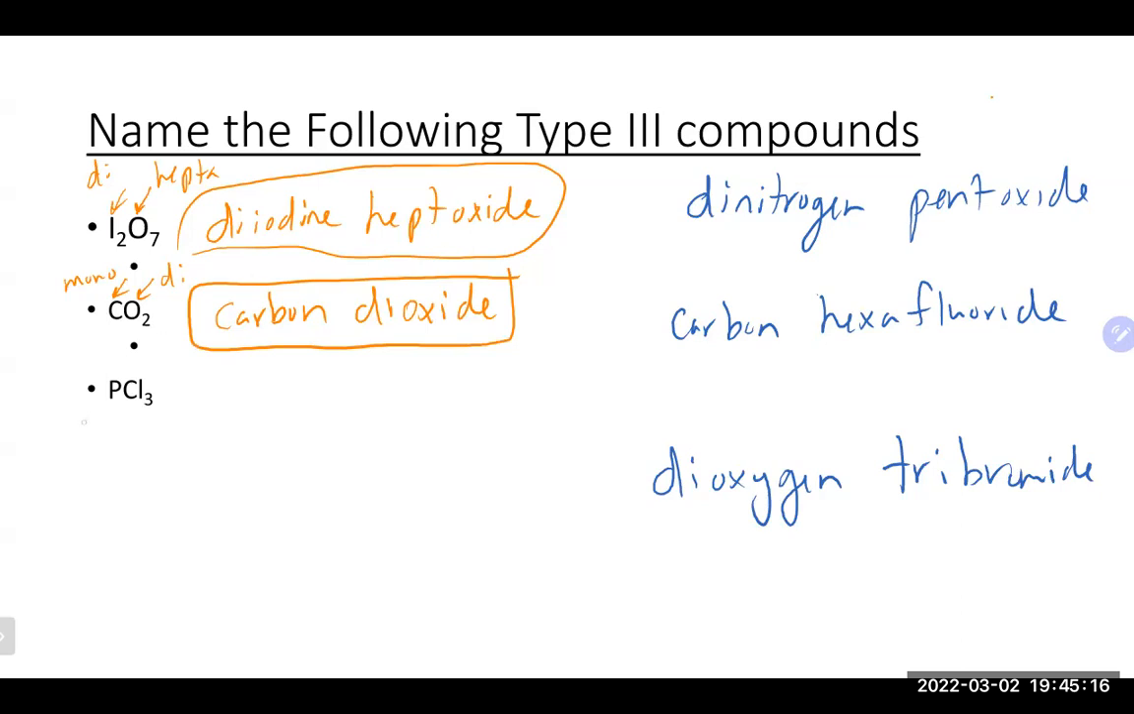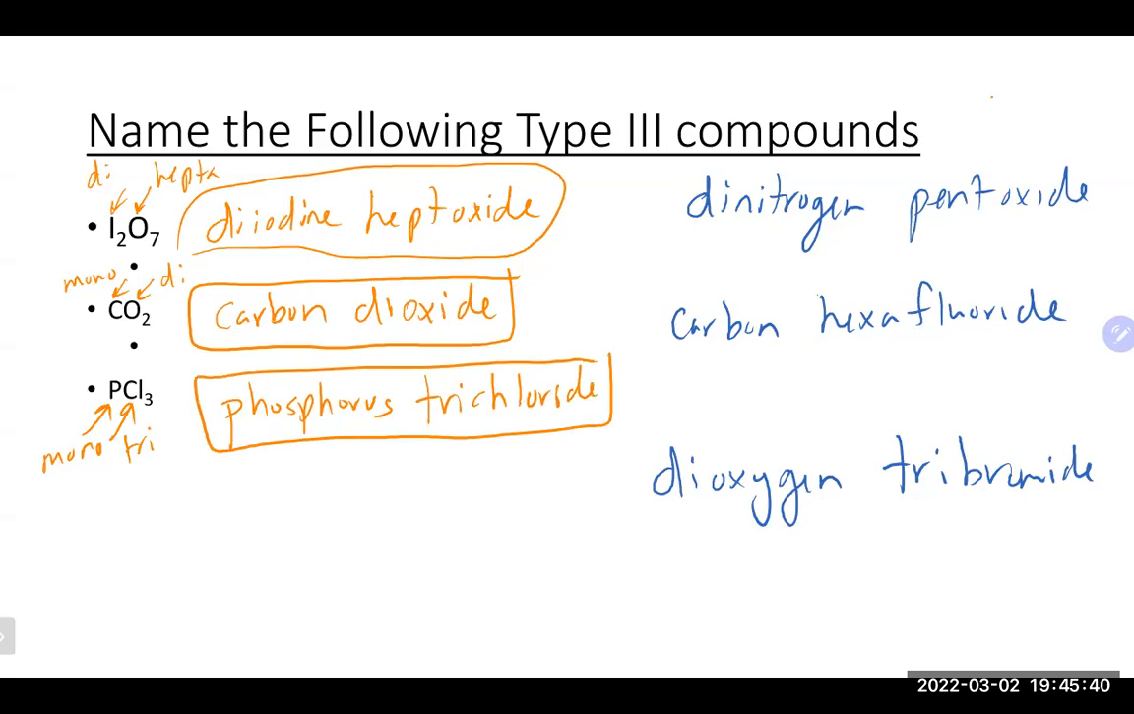Lastly, looking down here, we see phosphorus as a nonmetal. We see chlorine as a nonmetal. Again, 1 for the first one, which would be mono. Tri for the second one. Just like above, we will not use mono on that first name. So we'll use phosphorus and tri. And again, chlorine becomes chloride. Any question on any of those names?